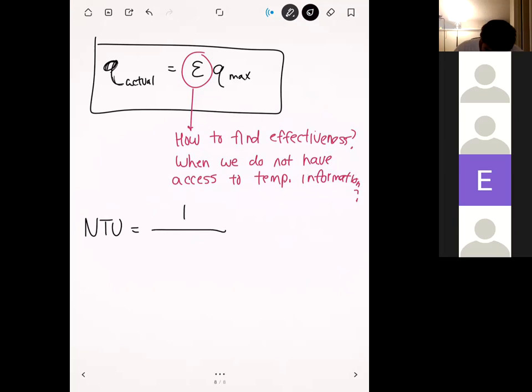And so NTU is going to be 1 divided by m dot Cp min times R total. Okay. NTU here stands for number of transfer units. And so it's basically a ratio of the rate of heat exchange to the heat capacity.